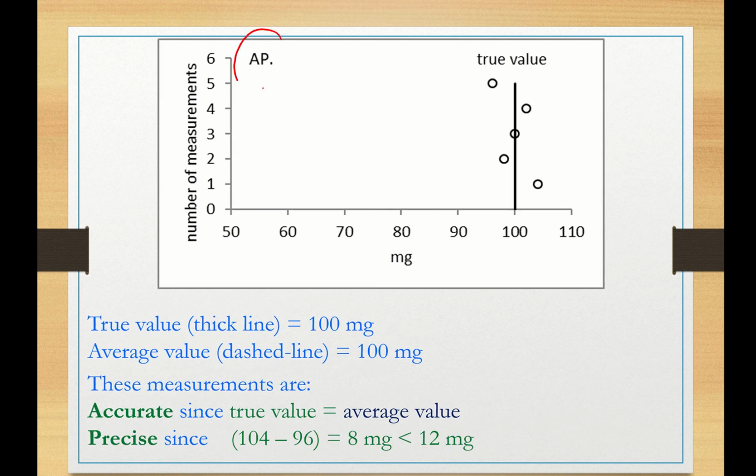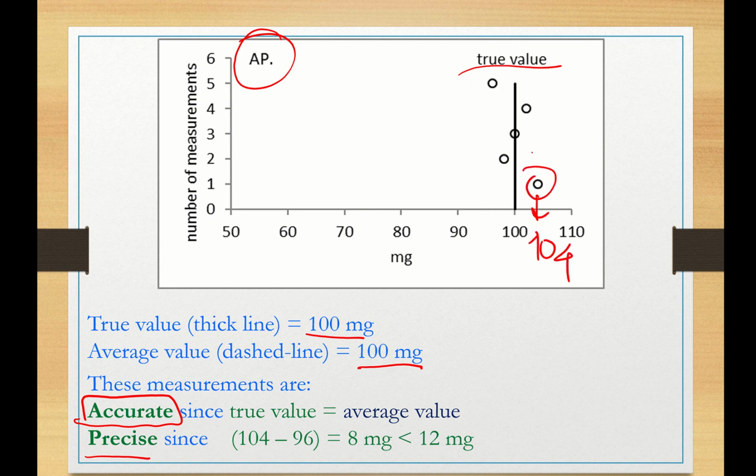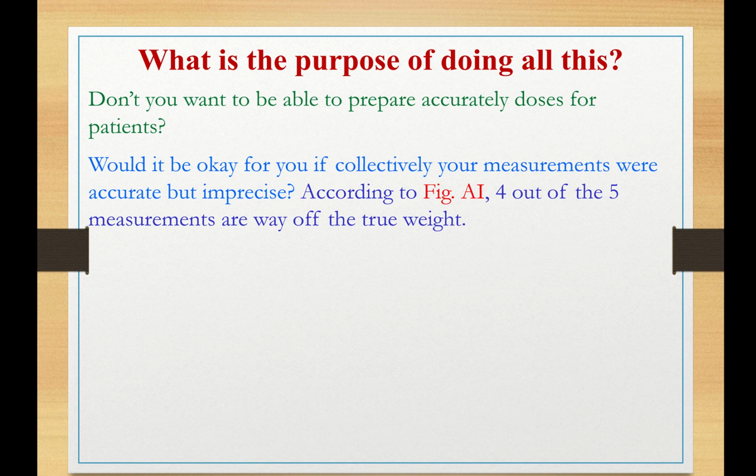The last group, AP, we have an average value identical to the true value, so therefore the measurements are accurate, and they are also precise because the biggest value is here 104 and the smallest is here, maybe here, which is 96. So 8 milligrams, less than 12 milligrams, and therefore precise. So this group has done a very good job.